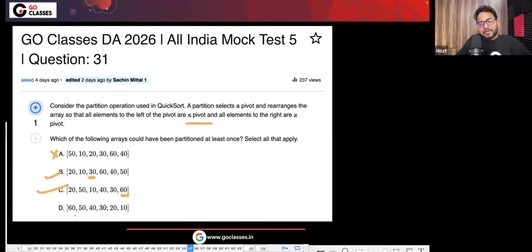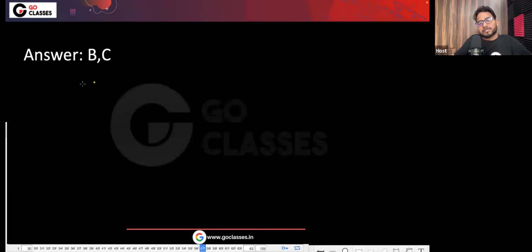What about D? It is sorted in the reverse way. They are saying that less than or equal to pivot are on the left side and greater than or equal to pivot on the right side, so obviously none of them could be the pivot. So B and C are the correct answers here.